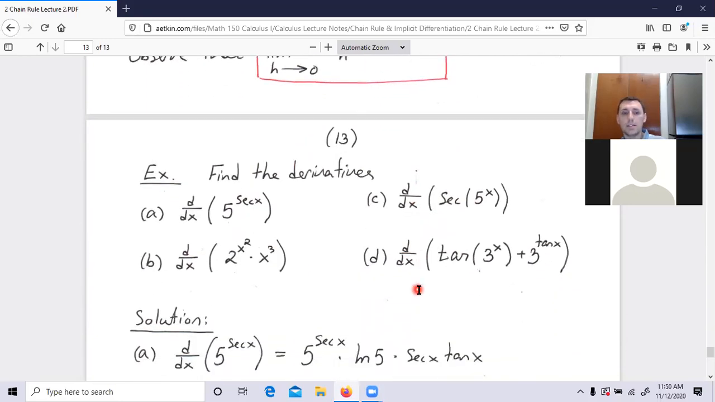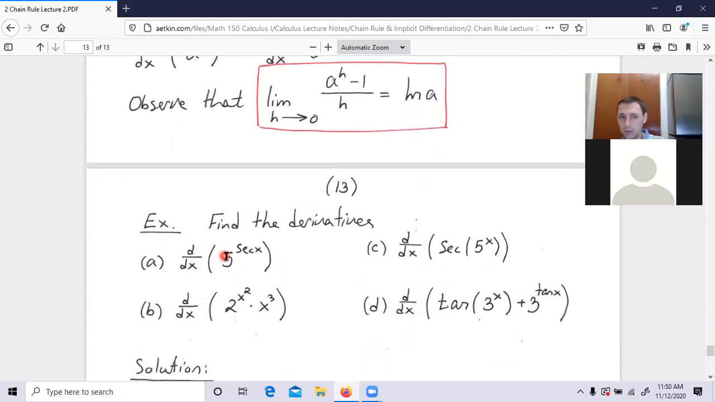All right, guys, here are some examples, just quick calculations. Find those derivatives, please. Find a, b, c, and d, and do it fast.